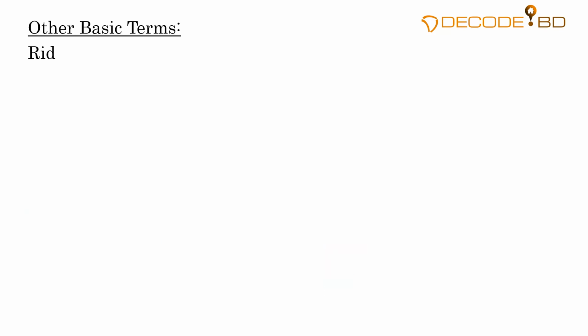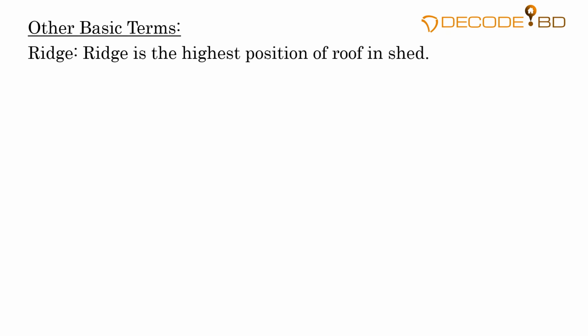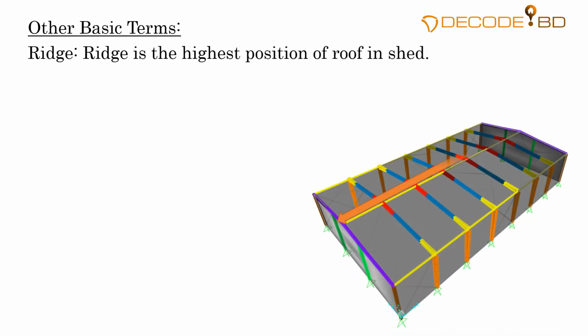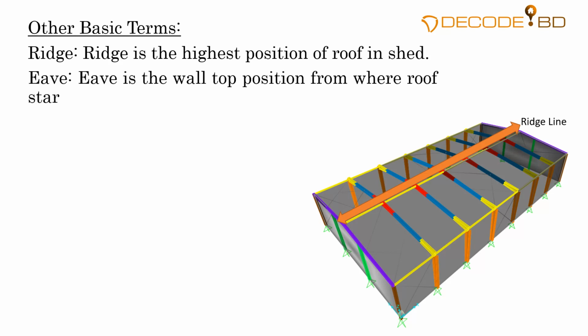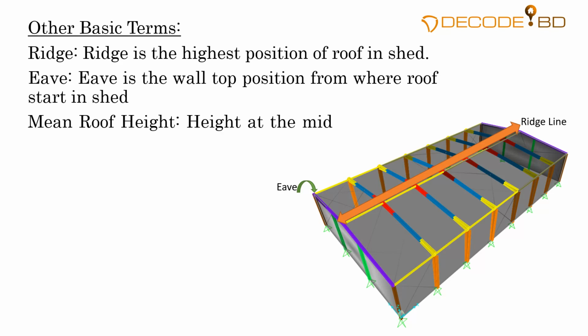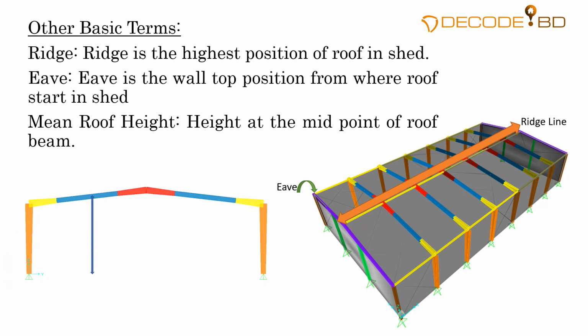Other basic terms here. Ridge. Ridge is the highest position of the roof in a shed. We can see in the figure, this is the ridge line. Eave. Eave is the wall top position from where the roof starts in a shed. We can see in the figure, this is the eave position. Mean roof height. Height at the midpoint of the roof beam. Here we can see in the figure, this is the mean roof height.